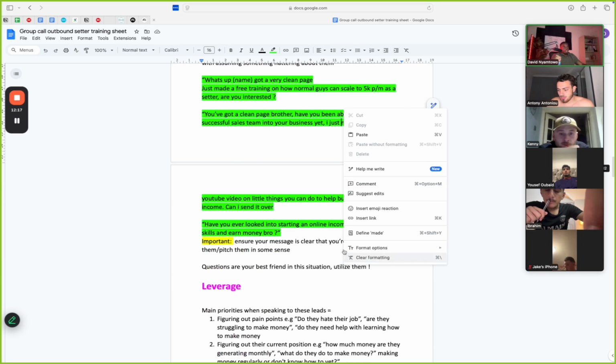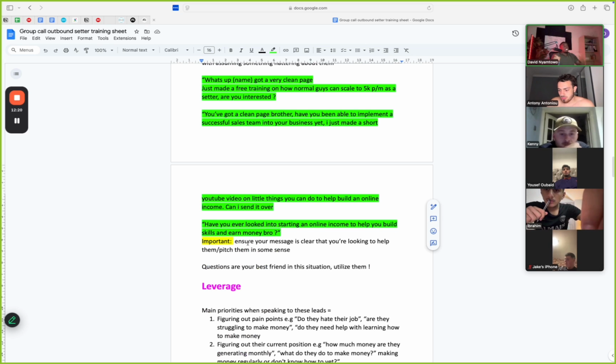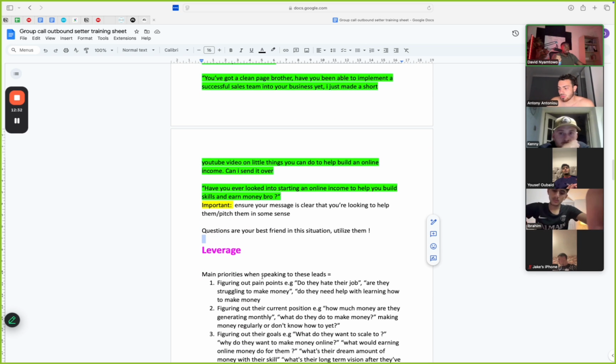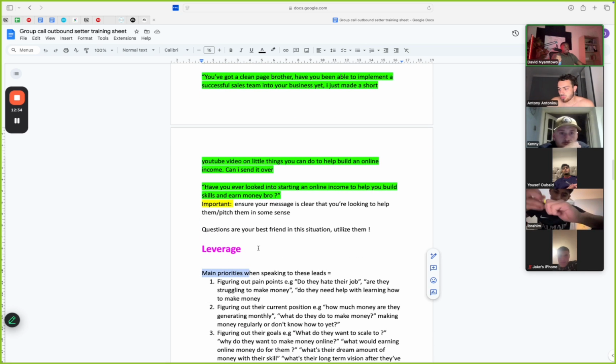So, offer a solution. Everyone loves a solution, all right? Now, you need to make sure, obviously, your message is clear and that you're looking to help them, slash pitch them in some sense, okay? And questions are your best friend in this situation, all right? So you just want to utilize them, okay? So, let's talk about leverage.